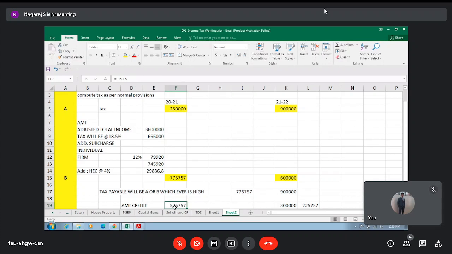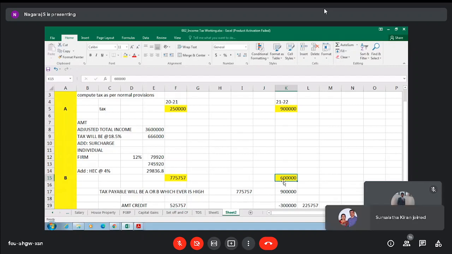Third thing, AMT is applicable to individual, HUF, AOP, BOI or artificial juridical person, irrespective of its total income, they may ask. The answer should be no. They will give the options. You should tick the answer no. Okay. Or they may give if the adjusted total income exceeds 25 lakhs or 20 lakhs, less than 20 lakhs, like that they may give. That is the third question. Fourth question, how much AMT credit can be set off? Then the AMT credit can be restricted to the difference of tax on normal provision and tax on AMT, whichever is less.